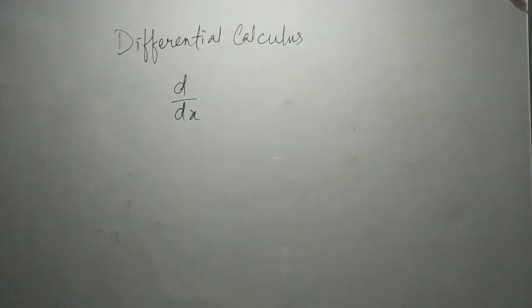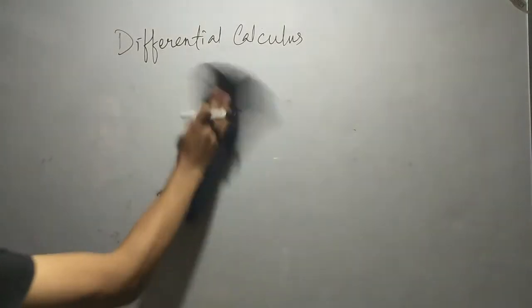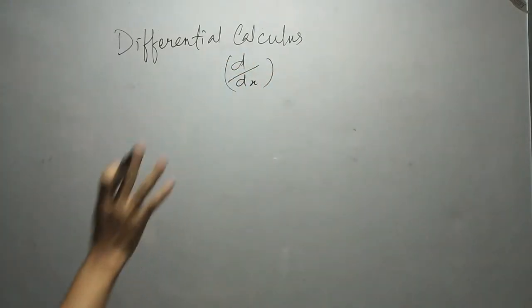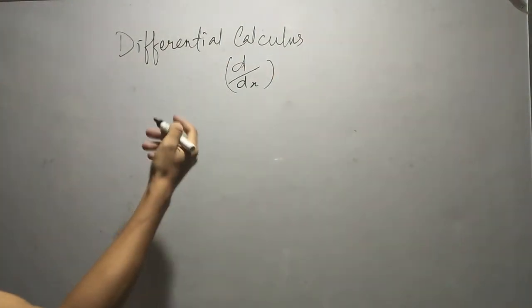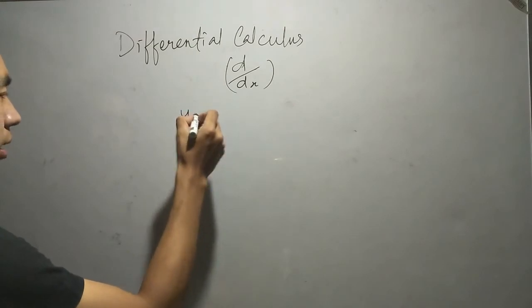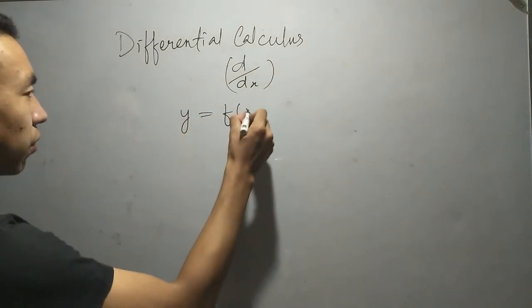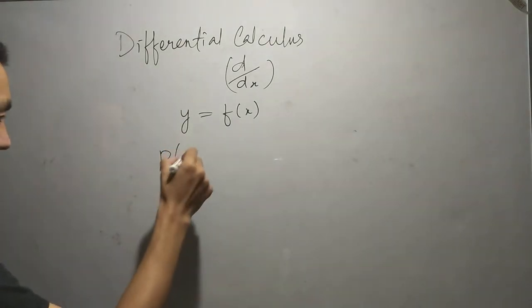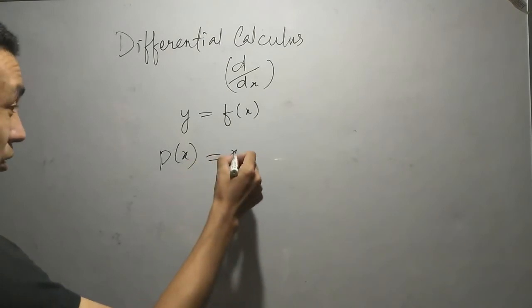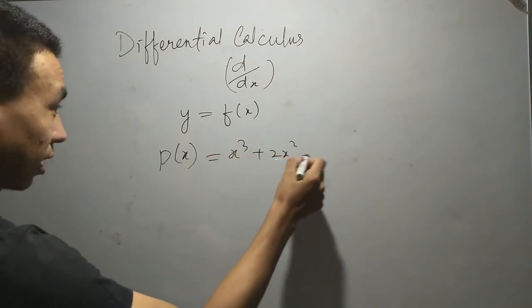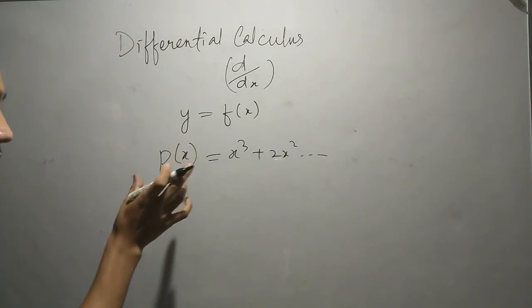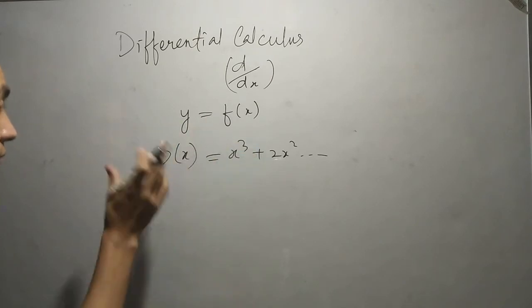Now let us go with differential calculus. Keep in mind this one, d by dx. I'll explain this one also. Let us write it here, somewhere on top. Now let us take one example, y as a function, y equals f of x. You might have learned in your class 9 and 10 about polynomials, like p of x equals x cubed plus 2x squared and so on. Now this p of x is a function, this p of x can be taken as a function.